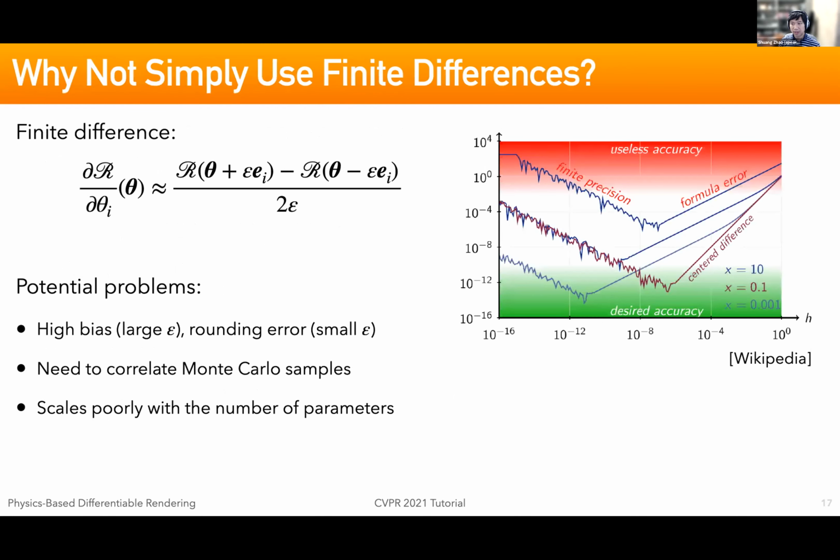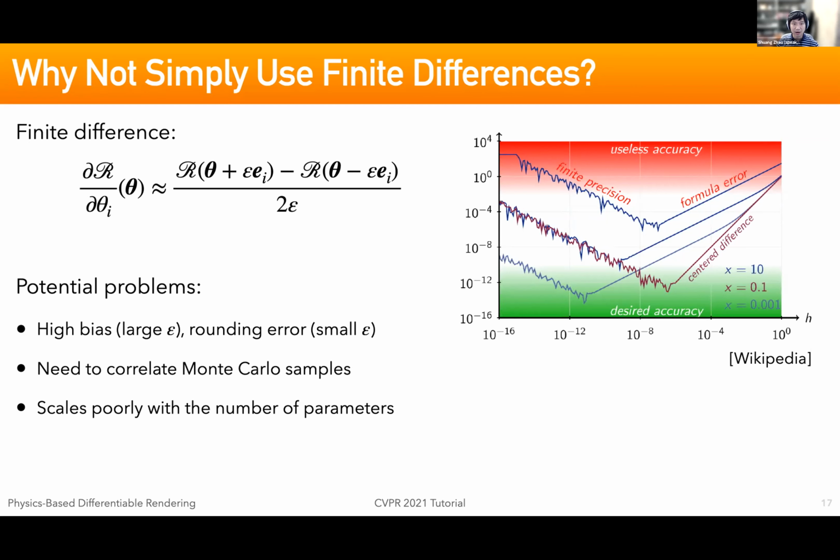Another question that people might wonder is, why not just do finite differences? Because as long as you can do the forward simulation, finite differences can give you some reasonable gradient. Unfortunately, the answer is yes in theory, but really no in practice, because finite differences have a number of problems. The first is that whenever you use finite differences, you need to determine the spacing epsilon. However, if you use a large epsilon, you get high bias. As we'll see later, high bias is bad. However, if you use a very small epsilon, you can run into rounding errors. You can also run into Monte Carlo noise exploding.